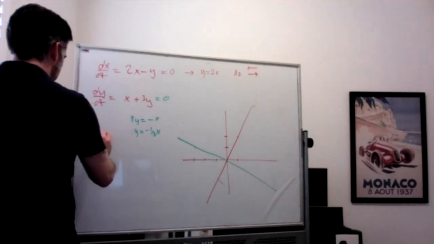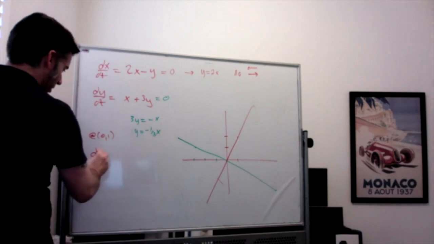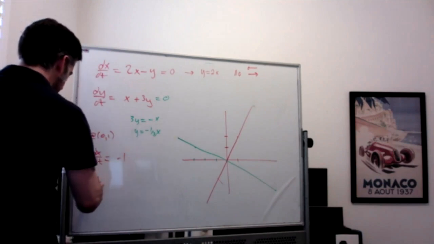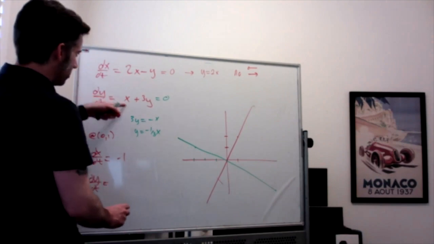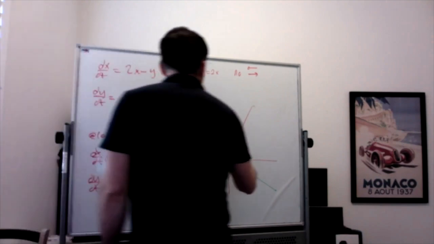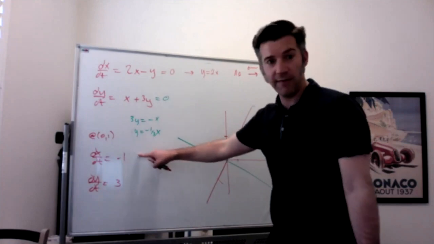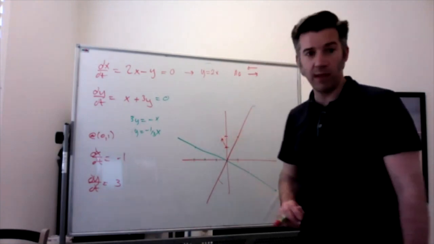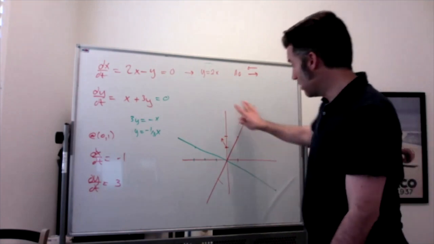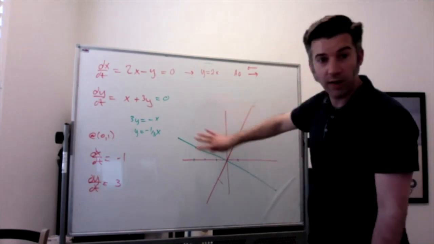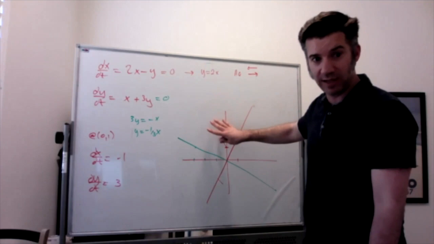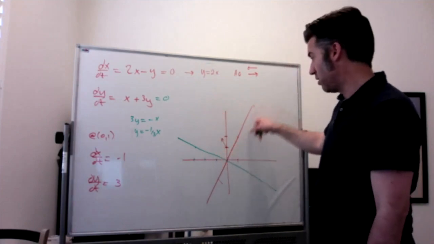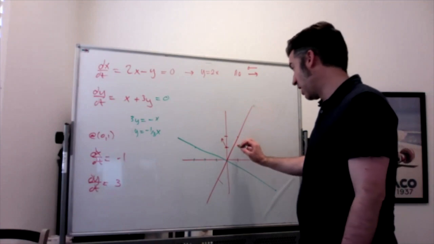I know we're out of time, and you're welcome to go if you need to go. dx/dt is equal to negative 1. dy/dt is equal to 3. So right here, our arrow is going left and up. More up than left. So I know that in this quadrant of the phase plane diagram, I'm going up and to the left. And then I know that all my arrows here have to be going straight up.